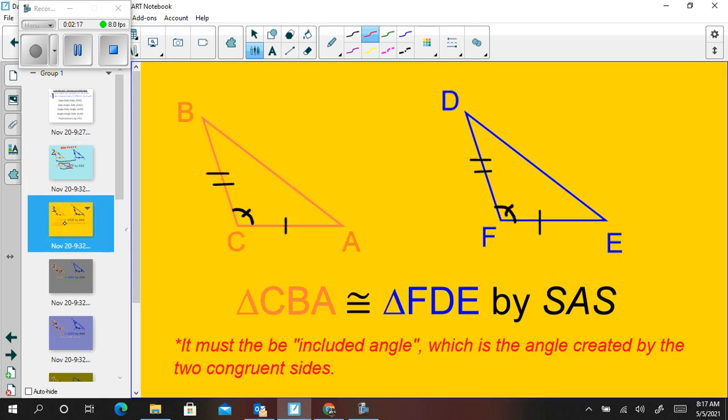The next one is side, angle, side. You need the included angle. See how these two sides and this angle is included? It's the angle created by the two sides. So it's side, angle, side. The two sides and the included angle. If we had this, that is not side, angle, side. See how that angle is not included?